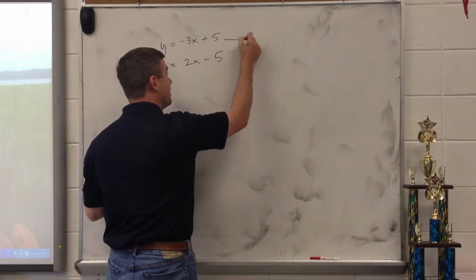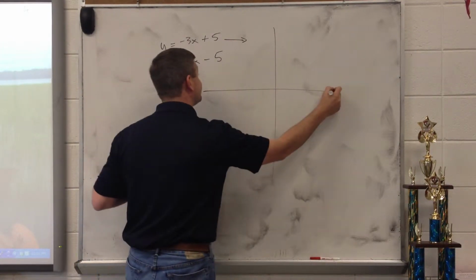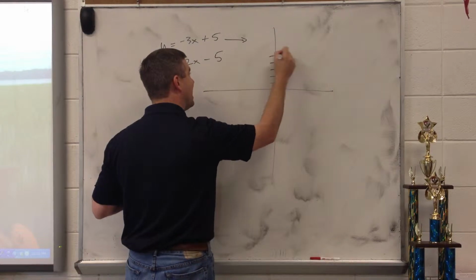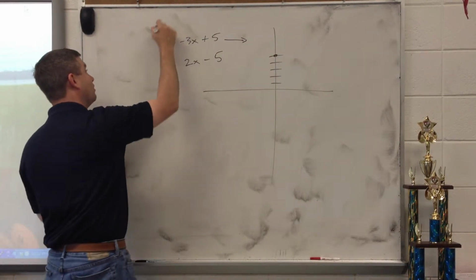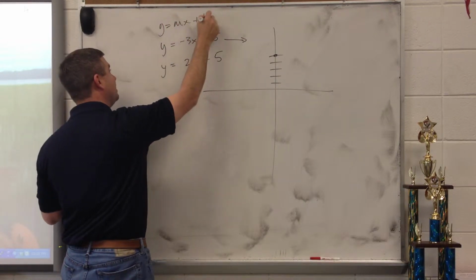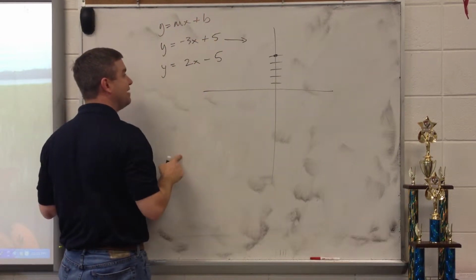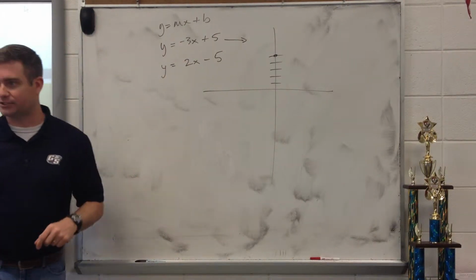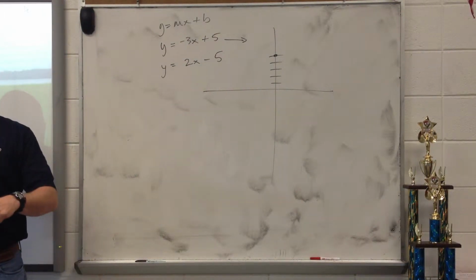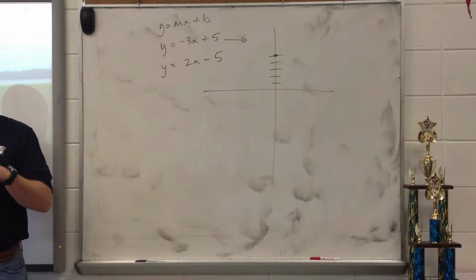First step, we're going to go ahead and graph the first one. 1, 2, 3, 4, 5. We put a dot at 5 because remember, this is in the form y equals mx plus b. The y-intercept is 5, so we put a dot there. The slope is negative 3. What does that tell us to do? Down 3. Don't say over. I don't like over because over is not a direction. Say right or left.